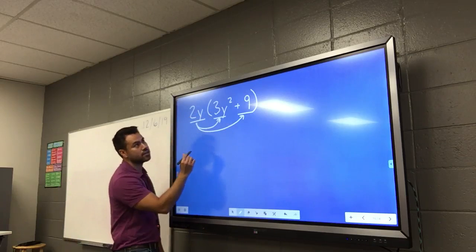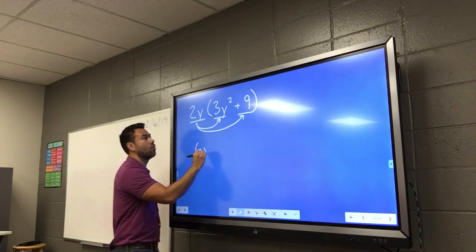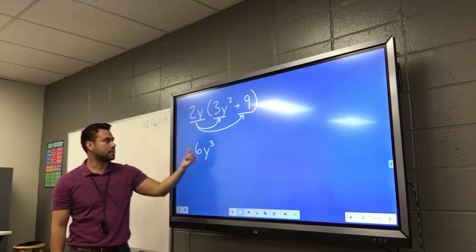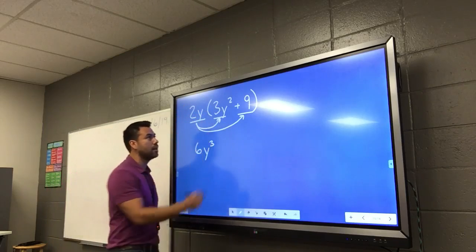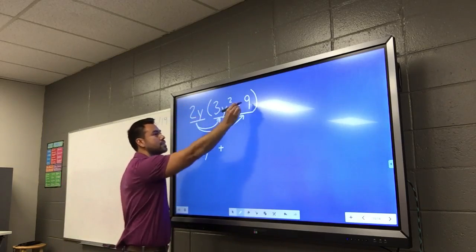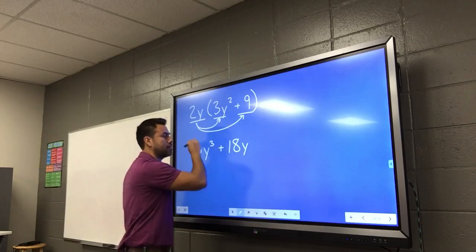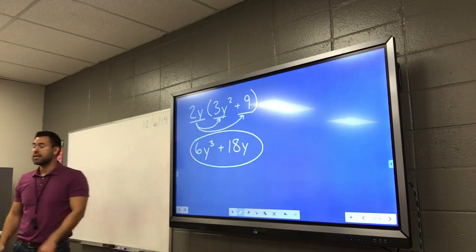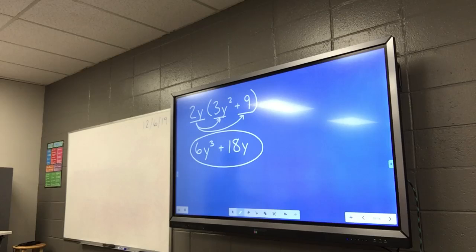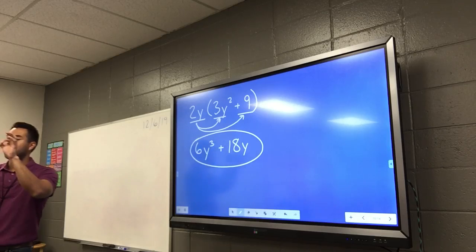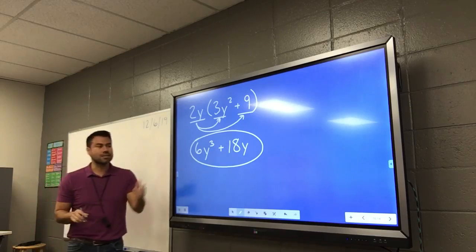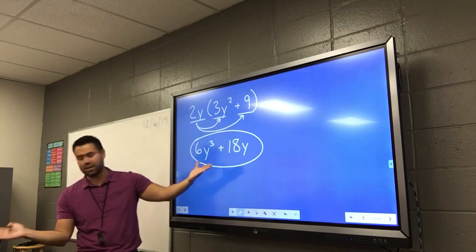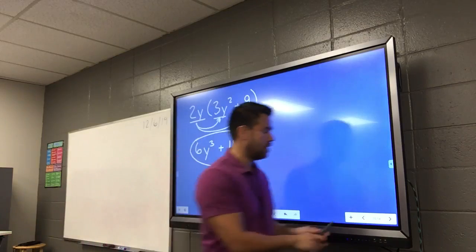2y times 3y squared? 6y cubed. So you did 2 times 3, 6. y times y squared, y cubed. Plus 2y times 9, 18y. Oh, wait. Before I circle that, are they like terms? No. Like terms have the same variables with the same exponents. These are the same variables, not the same exponents. That's it. That's all you can do.